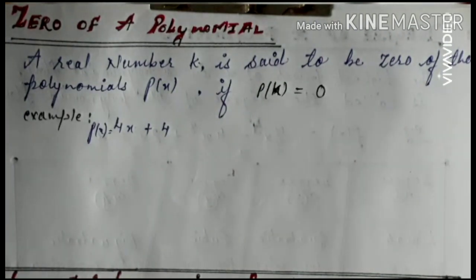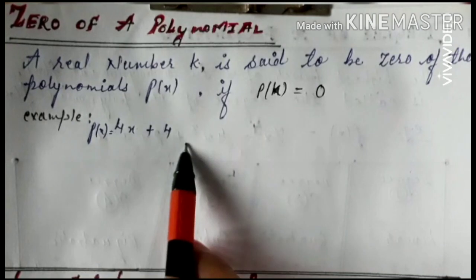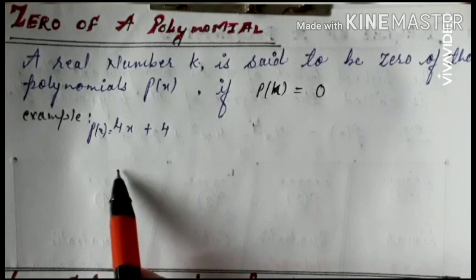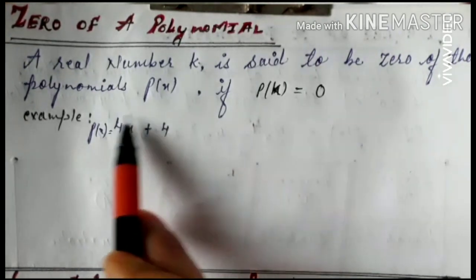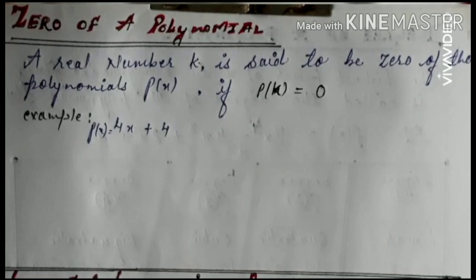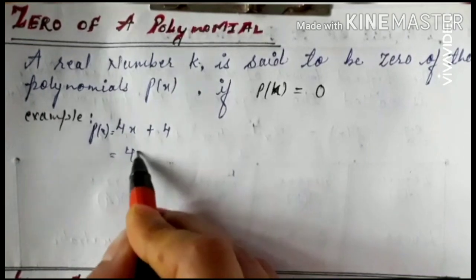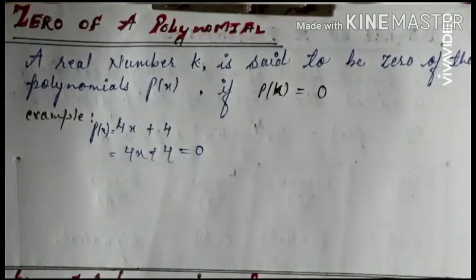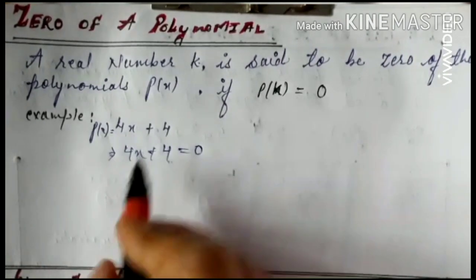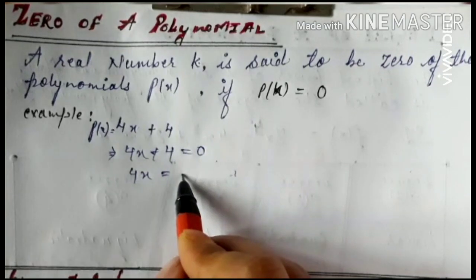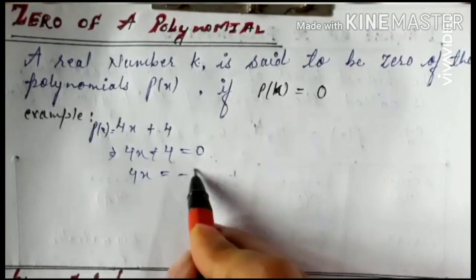First, we take a polynomial p(x) equal to 4x plus 4. Tell me at which value of x this polynomial will become 0. How will we do it? First, take the polynomial 4x plus 4 equal to 0. Now simplify it: 4x equal to, the positive 4 is transposed to the right hand side and becomes minus 4.